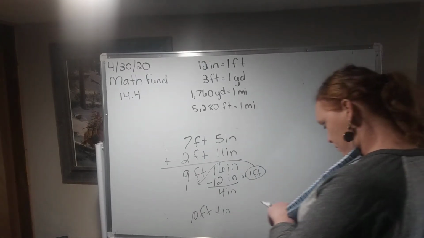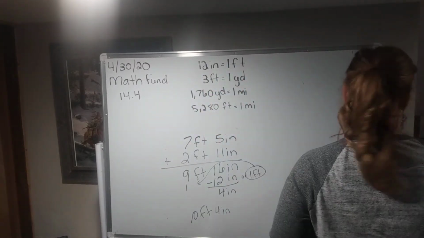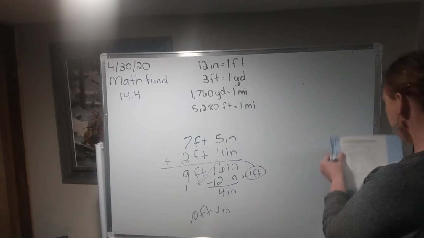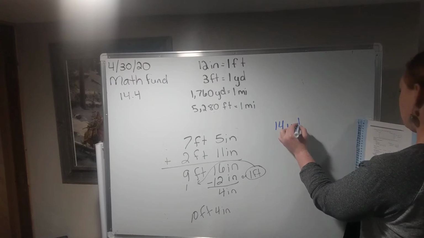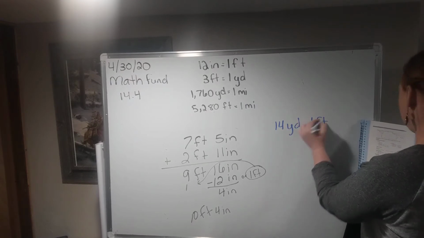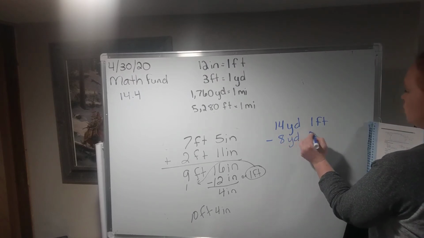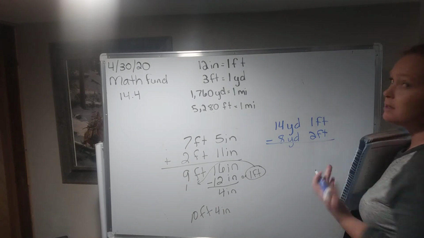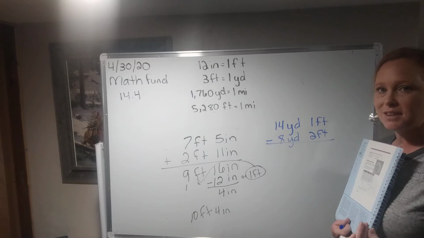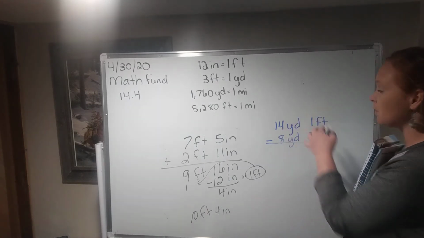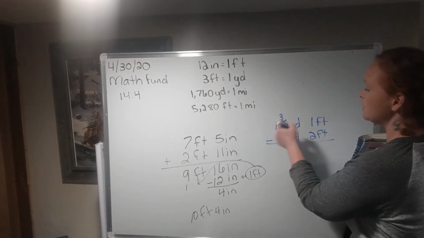Okay, let's do a subtraction problem. I'm going to switch colors here. So my subtraction problem is 14 yards and 1 foot minus 8 yards and 2 feet. Okay? Now this is a subtraction problem, so I can't say 1 minus 2. So I have to borrow. And borrowing looks a little bit different because we have to convert it over as we borrow. Okay? So I'm going to borrow a yard here. I'm going to make that 13 yards.